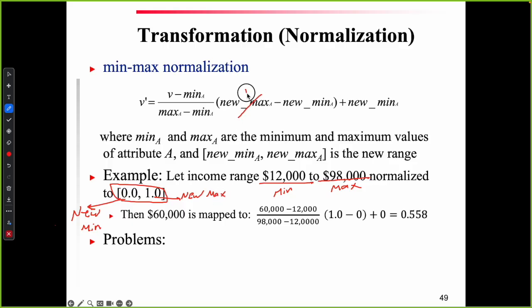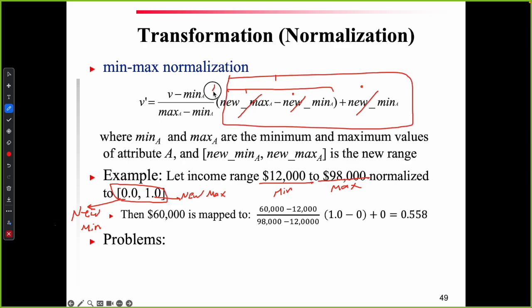Because your new max is 1 and this is 0, so the whole thing is only 1, and this is also 0, right? So you can just ignore the whole part, because this is multiplied by 1. So then this will be your formula if you're converting to 0 to 1.